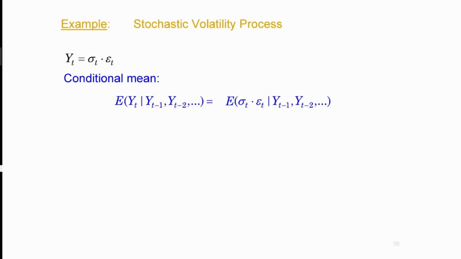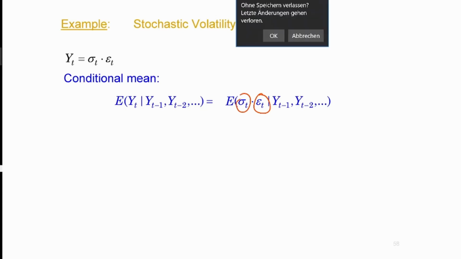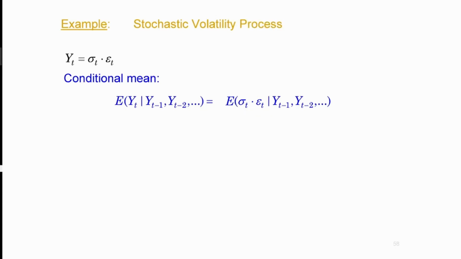Of course, the current observation of the noise does not correlate with the process sigma at the current point of time. So the expectation of a product is going to be the product of the expectations. And that's what I'm going to use here. Both the conditional as well as the unconditional mean of the noise is going to be 0.